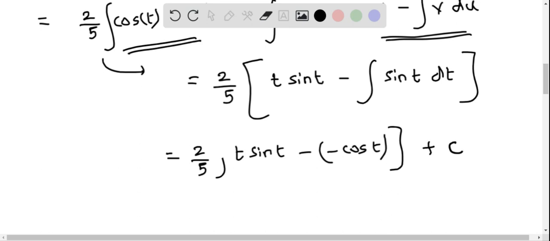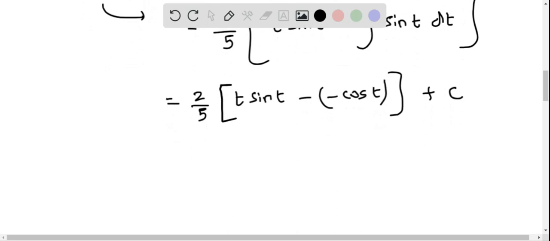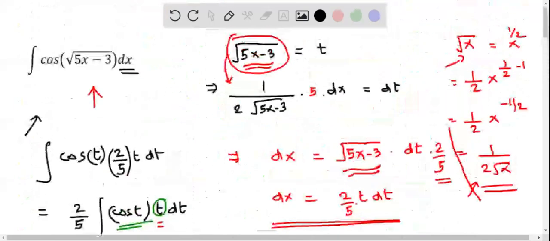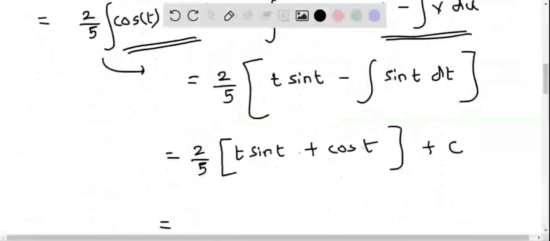This is actually not an integration symbol, it's just a bracket. So let's simplify this. So therefore this minus of minus cos t, this will become plus cos t. So I can replace this as cos of t. This is equal to plus cos t. Now we have to do the back substitution for t. We know that t is, when we started in the beginning, we substituted square root of 5x minus 3 as t. So we can replace the t as square root of 5x minus 3.